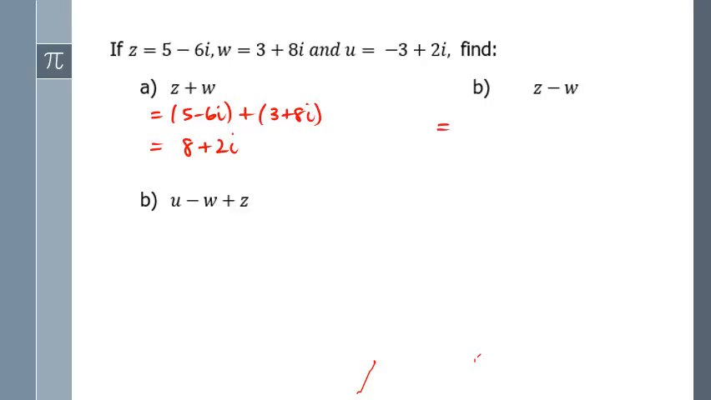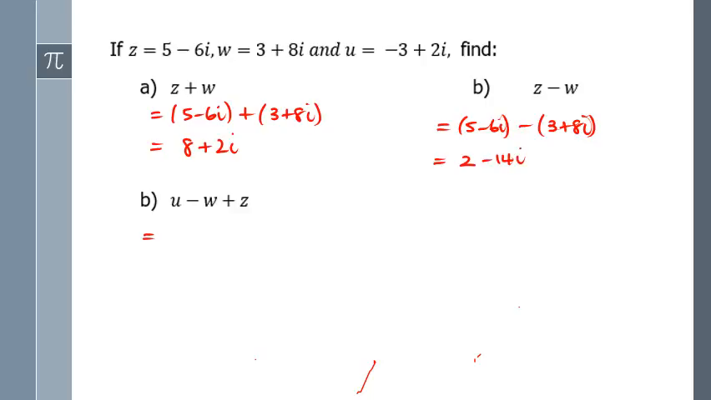If I want z minus w, I have 5 minus 6i minus w, which is 3 plus 8i. We've got 5 minus 3, which is 2. I've got negative 6i minus 8i, which is negative 14i.